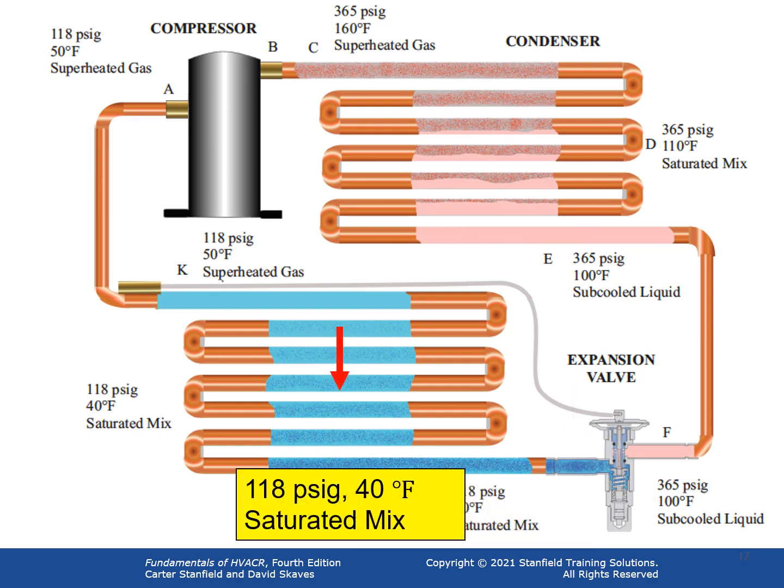The condition of the refrigerant in the middle of the evaporator is very similar to the condition entering the evaporator. 118 psig and 40 degrees Fahrenheit saturated mix. Heat from the air or product being cooled in the evaporator is absorbed by the liquid refrigerant and causes the refrigerant to boil or vaporize. The refrigerant mix in the center is now closer to 50% liquid and 50% vapor.